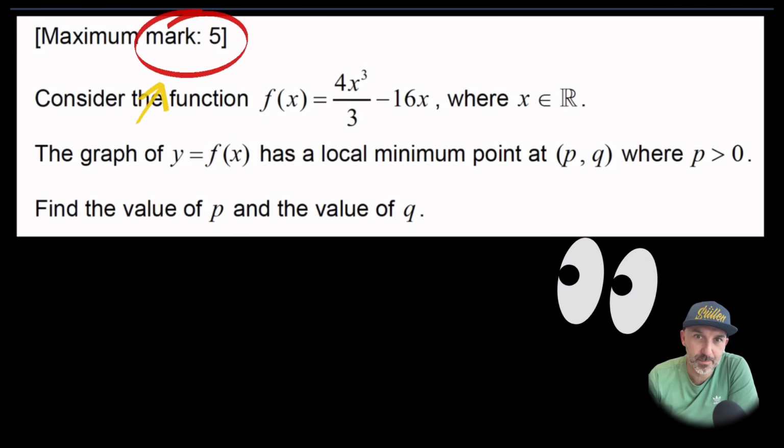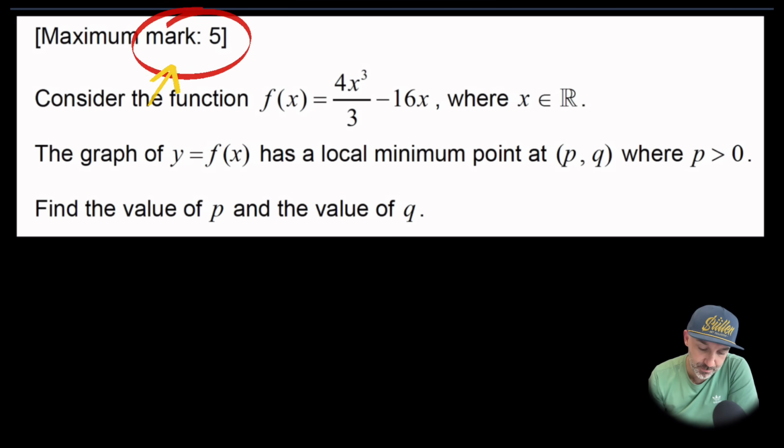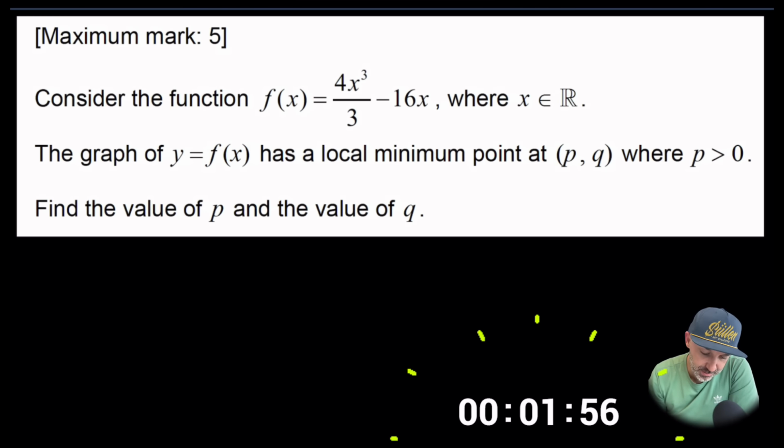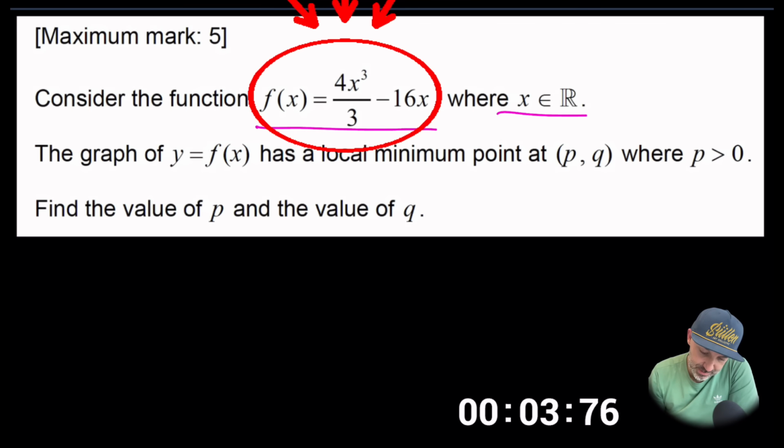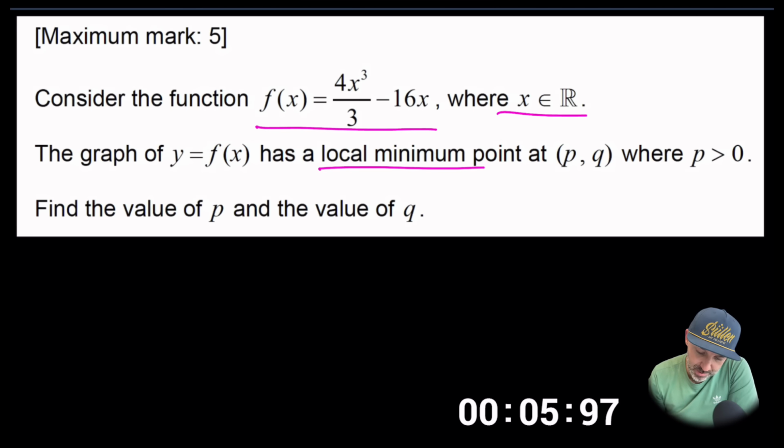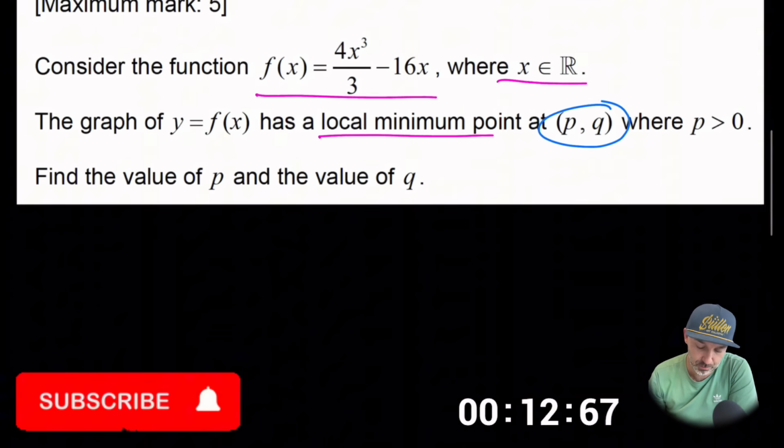Okay, so we have about 5 minutes to solve this if it's worth 5 marks. Start the clock. Consider this function, where x is an element of R. The graph has a local minimum at point P, Q. Find the value of P and Q. So therefore, they just want us to find the coordinate of the local minimum.